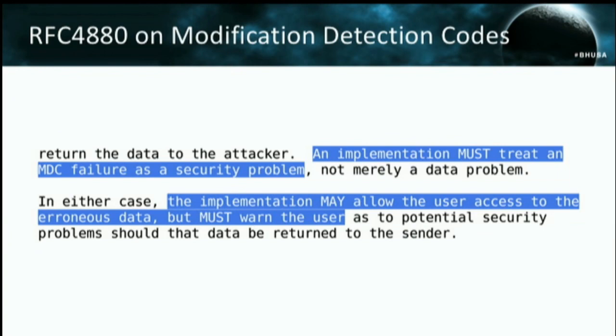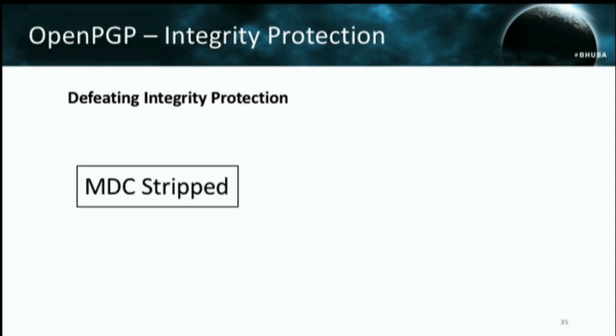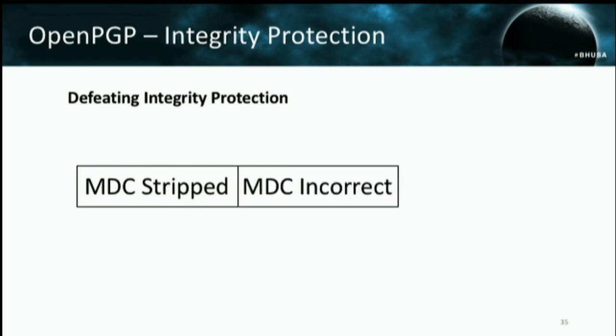So we asked ourselves, how can we get around this integrity protection, given that the implementation may give the user the data and just warn them. There we came up with three possibilities. First of all, we can just strip the MDC, just cut off the last 22 bytes of the package. Then we just strip off this MDC package at the end of the symmetrically encrypted and integrity protected package, and we were hoping that the client will show the data and maybe warn the user then, but we already have the data. Also, we can just not care about the modification detection code, so just modify the ciphertext and not care if the modification is incorrect.